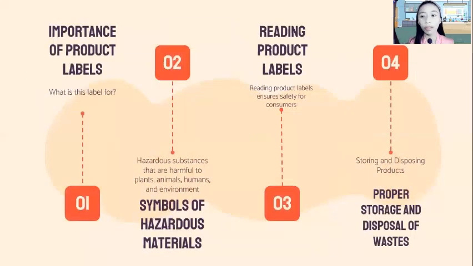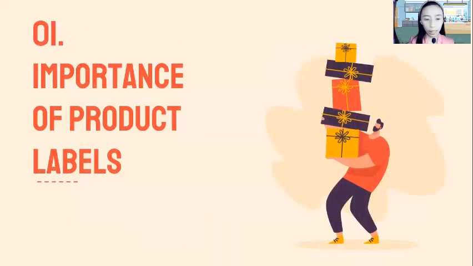We are going to divide our lesson into four parts. First is about the importance of product labels. Second is the symbols of hazardous materials. Third is how to read product labels. And last is the proper storage and disposal of waste. So first is the importance of product labels.